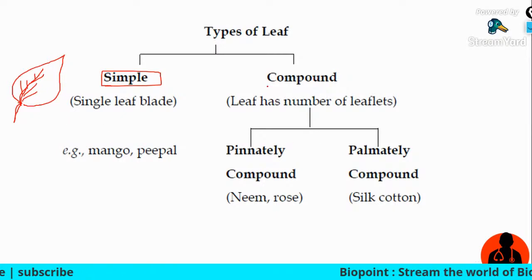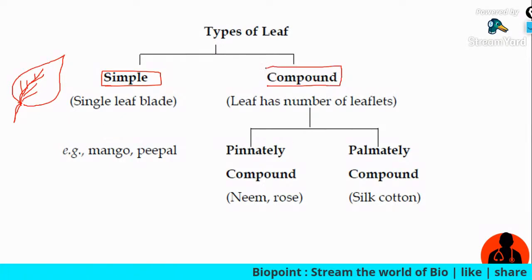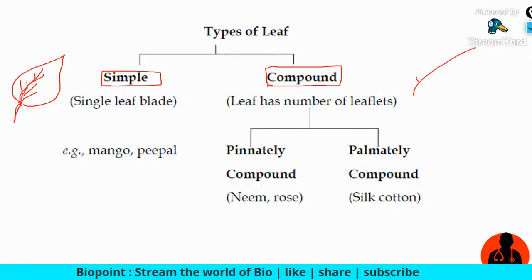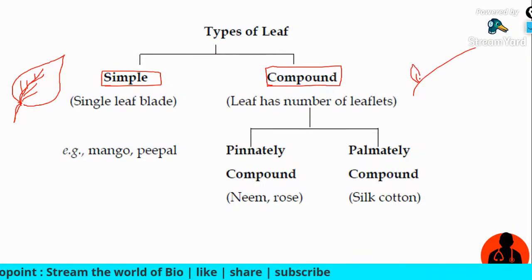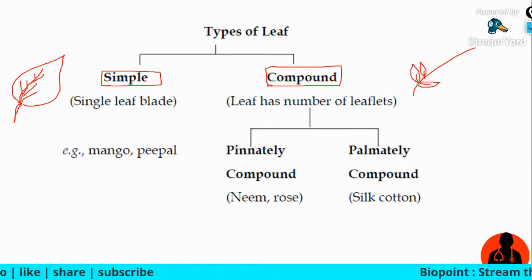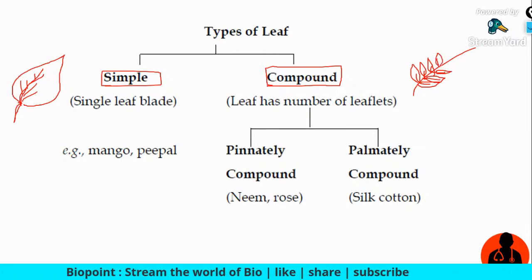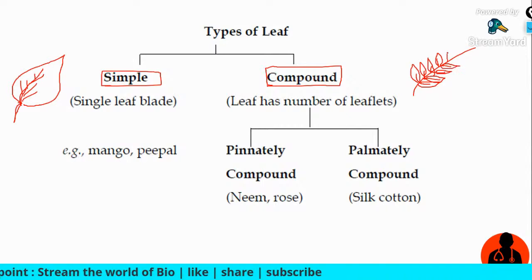But what is actually a compound leaf? If you take leaves of curry leaves or neem, you will have a number of leaflets. It's not actually a single leaf. If you pluck it out, it looks like a single leaf, but it has a common axis on which there are a number of leaflets. They're not actually leaves, they're leaflets, but you will misunderstand them as leaves.